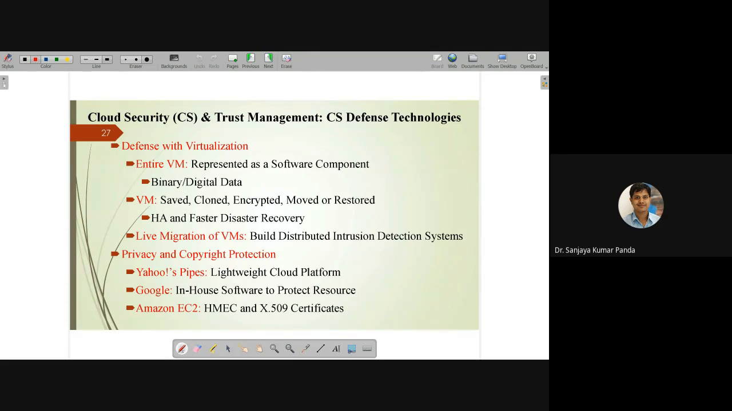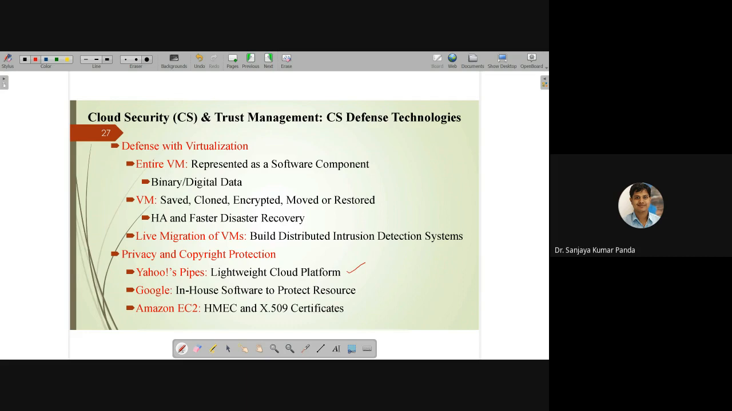So if you look into different providers like Yahoo's Pipes, they have a lightweight cloud platform. Like I told you initially, if you want to enforce any kind of security policies, first you need to go for a lightweight mechanism. Otherwise, if it is a heavyweight platform which consumes more energy, it is going to impact our execution efficiency. So in order to avoid that, you need to go for a lightweight cloud platform.